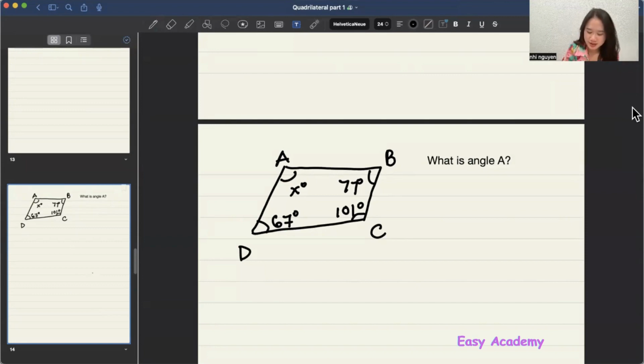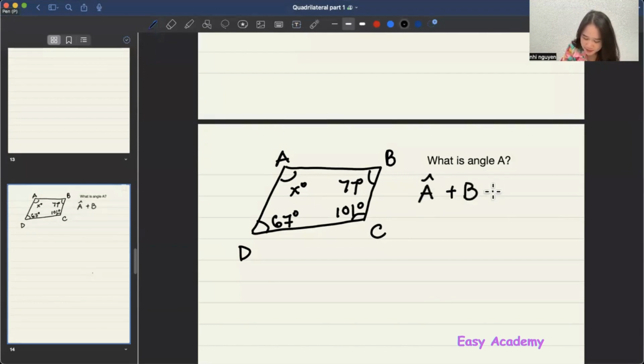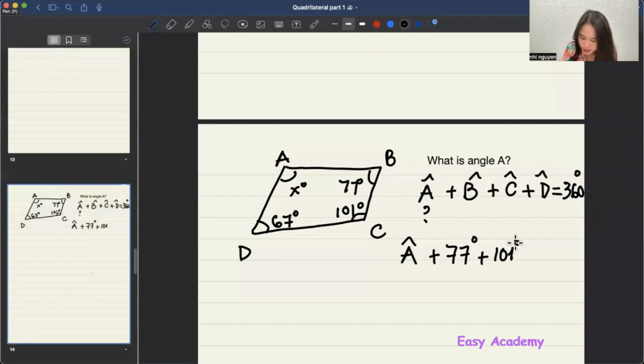Because angle A plus angle B plus angle C plus angle D is equal to 360 degrees, and we're finding angle A. We're given angle B is 77 degrees, angle C is 101 degrees, and angle D is 67 degrees. It's going to equal 360 degrees.